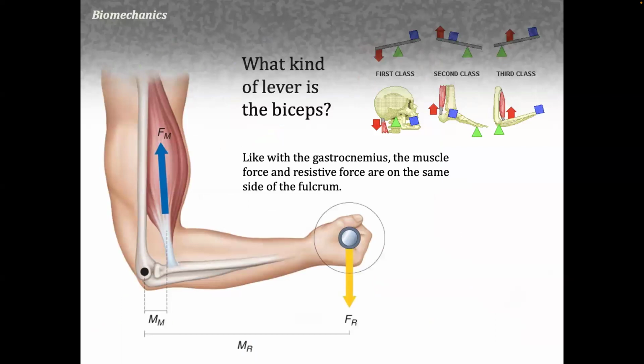For the biceps, what kind of a lever is this? Just look at the elbow, right? That's the fulcrum. It's on one side. You see the little black dot, and the load or the resistance is on the other side. The muscle or the force is in the middle, not perfectly in the middle. It's really close to the fulcrum, but it's between the fulcrum and the load. That makes this a third class lever.